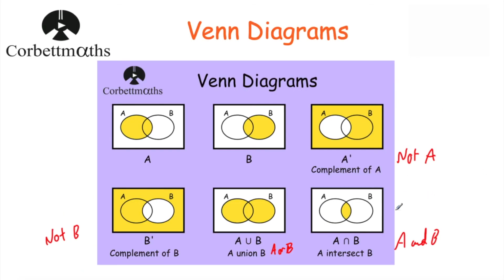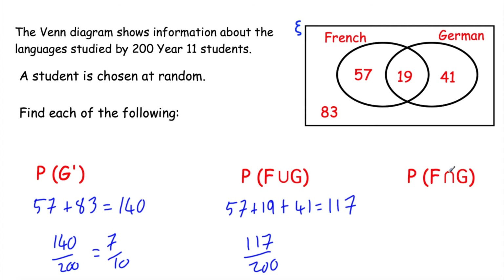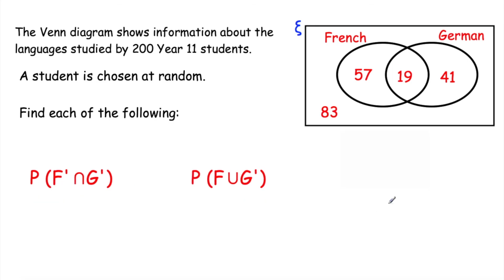Okay, next, let's have a look at the probability of F intersect G. So if we go back to our Venn diagram, A intersect B means A and B. It's the overlap between them. So if we look here, the probability of F intersect G will mean the probability that they study French and German. So there's 19 students who study French and German. So the probability of picking one of those at random out of the 200 would be 19/200ths. And that's it. Okay, now let's have a look at some more, and I've made them a bit more complicated this time.